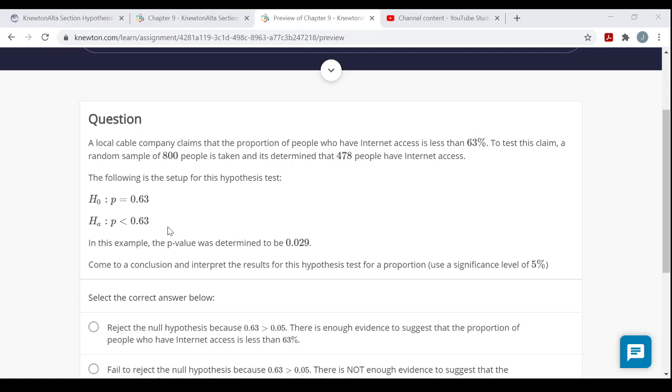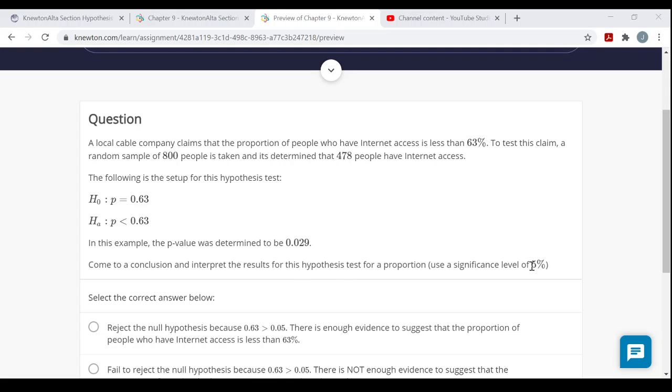But we don't need to know any of that. I mean, you could figure out what the sample proportion is. Then you can find the test statistic, which would be a z-score, and then find the area to the left of that test statistic for the p-value. But they've already told us here what the p-value is, so I don't need to do all that. It's already done for me. The p-value was determined to be 0.029. So 2.9% p-value.